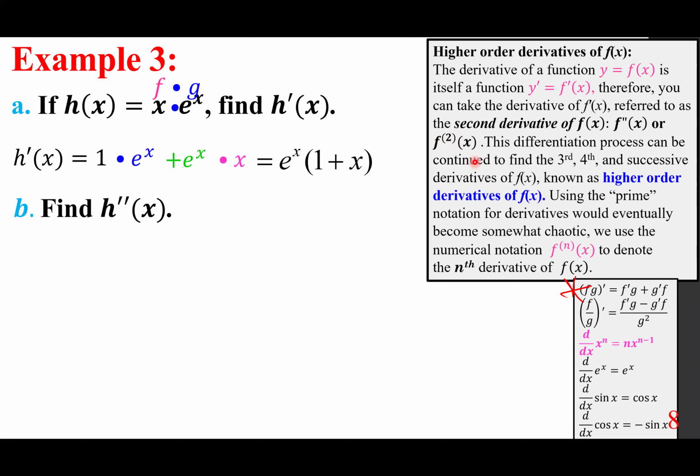This differentiation process can be continued to find the third, fourth, and successive derivatives of f of x, known as higher order derivatives of f of x. Using the prime notation for derivatives would eventually become somewhat chaotic. Use the numerical notation f, and then in the parentheses n, to denote the nth derivative of f of x. It makes it easier that way. Okay. And so having said that, now we want to differentiate this.